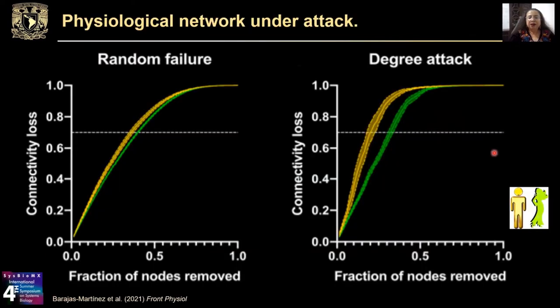For example, if we consider removal of nodes, what we have is that if we are removing nodes in the network of men, it will lose connectivity before women lose connectivity. We need to remove more nodes in the case of women. We need to destroy more connections in the case of women to have a worse performance on their disease than in the case of men. So, for example, in the case of COVID-19, we will expect that men will perform worse to the disease than women.